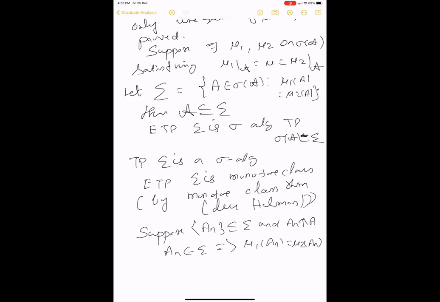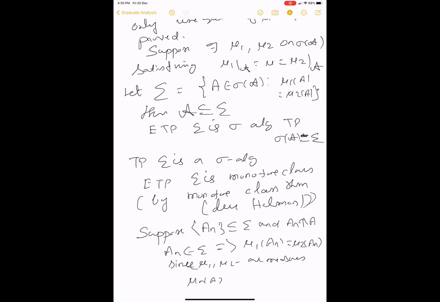Then what happens? Since that increases to that... sorry. Right. But now both mu1 and mu2 are measures. Since mu1 and mu2 are measures, that's what we have assumed.